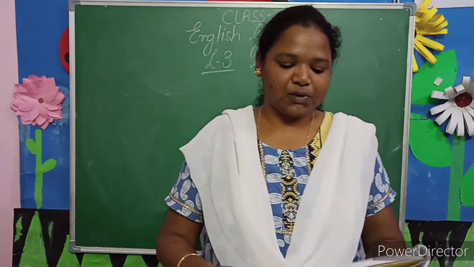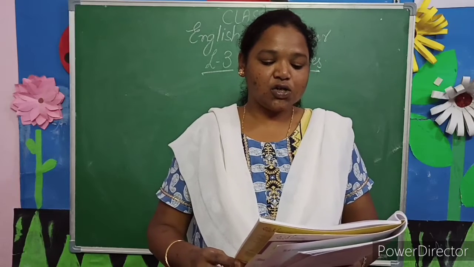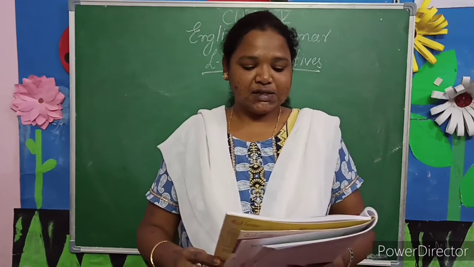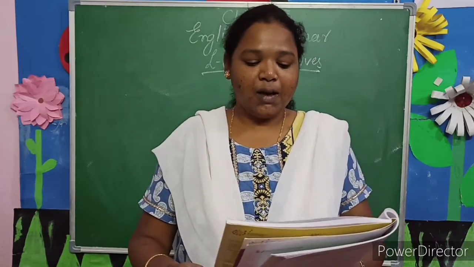Now read these examples. I saw a big fat red panda in the zoo. She bought 3 beautiful Turkish carpets. Zara keeps a small square silk handkerchief in her purse.